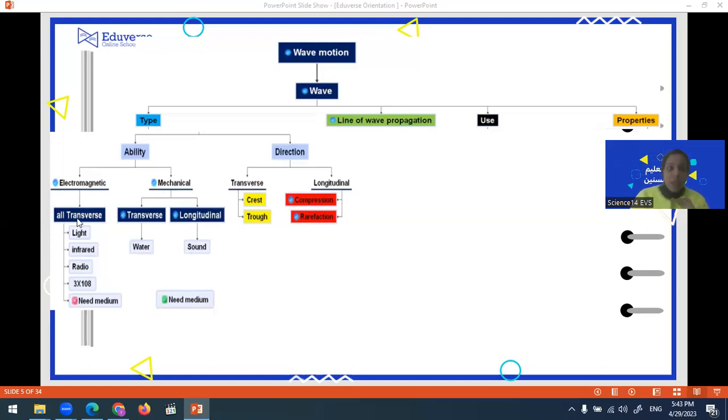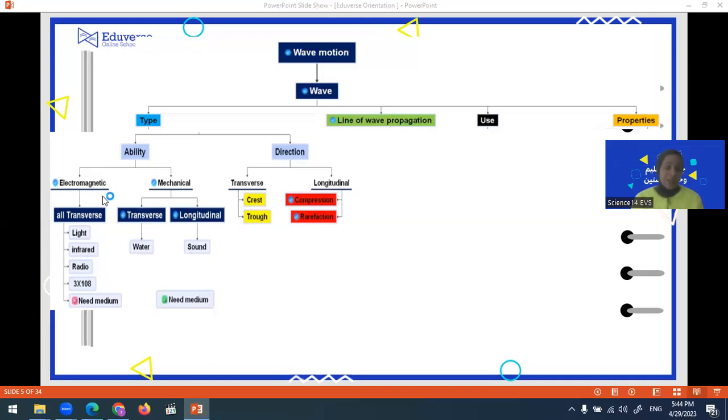All of them will be transverse, okay? And mechanical, no, we will have transverse and longitudinal. What about the electromagnetic? Electromagnetic is very easy, and it can propagate in vacuum. They don't need a medium to propagate through.